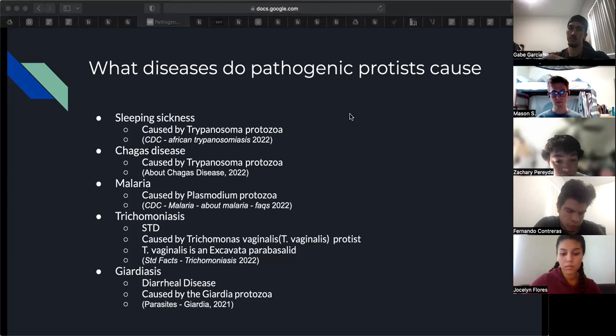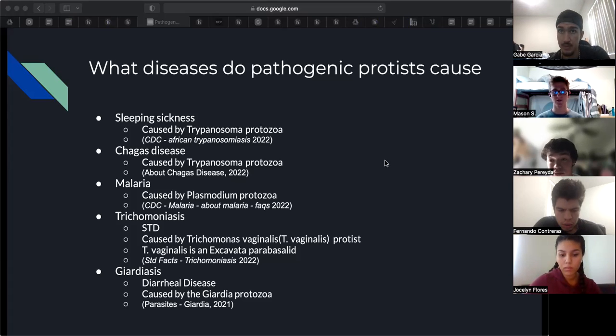Insomnia is also a notable side effect of sleeping sickness, and sleeping sickness overall is caused by the protist Trypanosoma brucei. Another one of our diseases is Chagas disease, and Chagas disease can be especially dangerous if it's left untreated. In early stages, it just deals with swelling, fever, and other common symptoms. However, if it's left untreated, it can lead to congestive heart failure or gastrointestinal issues. Chagas disease is caused by the protist Trypanosoma cruzi.